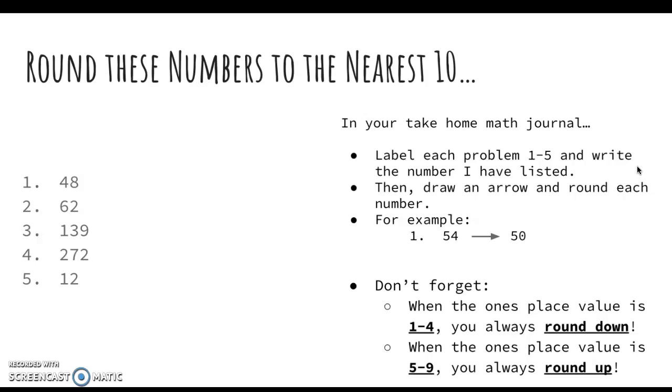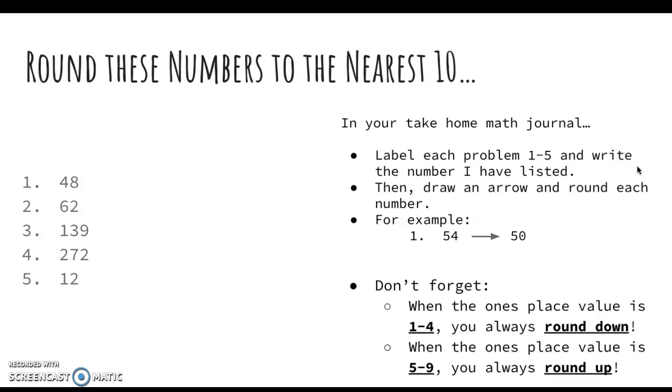I want you to take the time now to write these numbers down in your math journal. So in your take-home math journal, I want you to label each problem 1 through 5 and write the number I have listed. Then I want you to draw an arrow and round each number. I gave you an example.